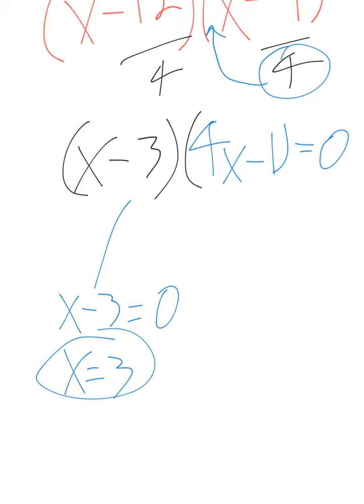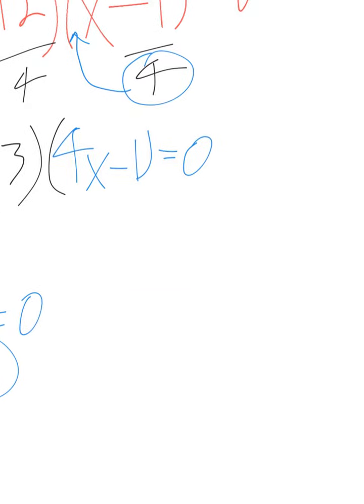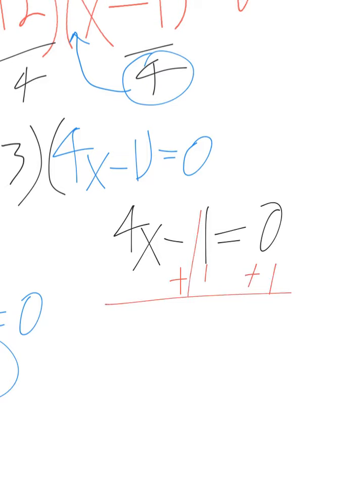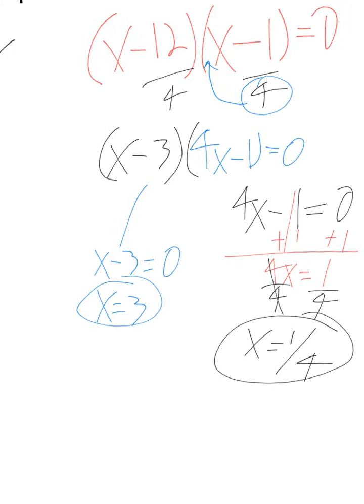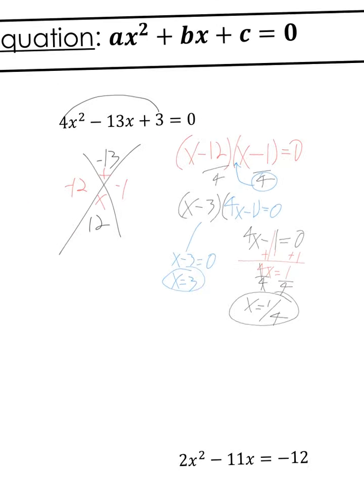All right. This one, 4x minus 1 equals 0. You might have to do a little bit of algebra if you can't do it in your head. But let's just add 1 over. 4x equals 1, so when I divide by 4, I get x equals 1/4, or 0.25. It doesn't matter if you leave it as a fraction or a decimal. But yeah, that's the two answers right there, okay?